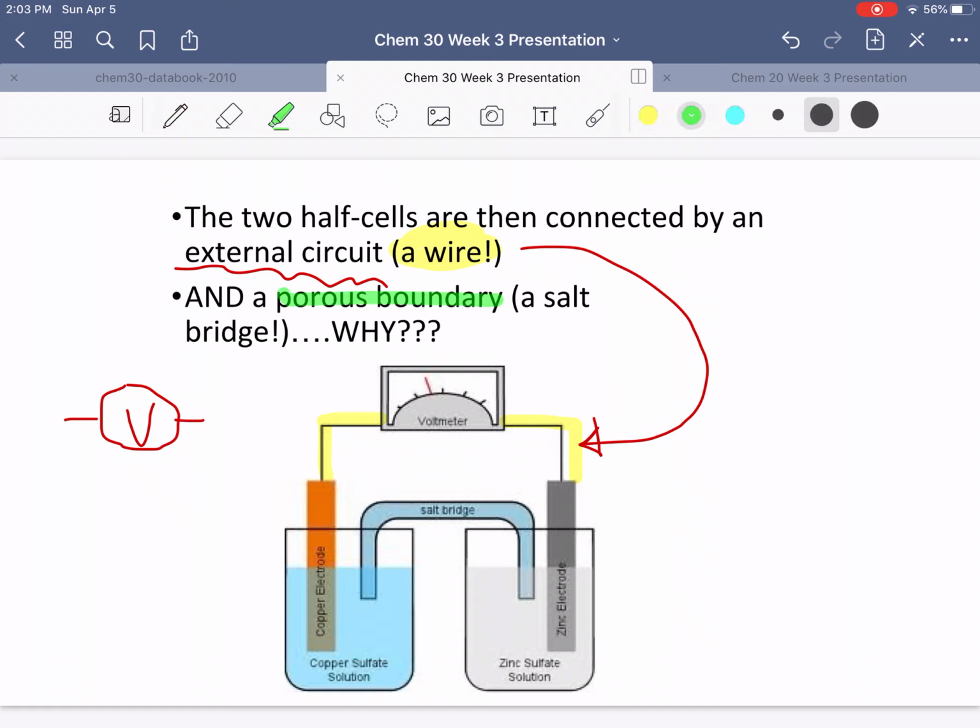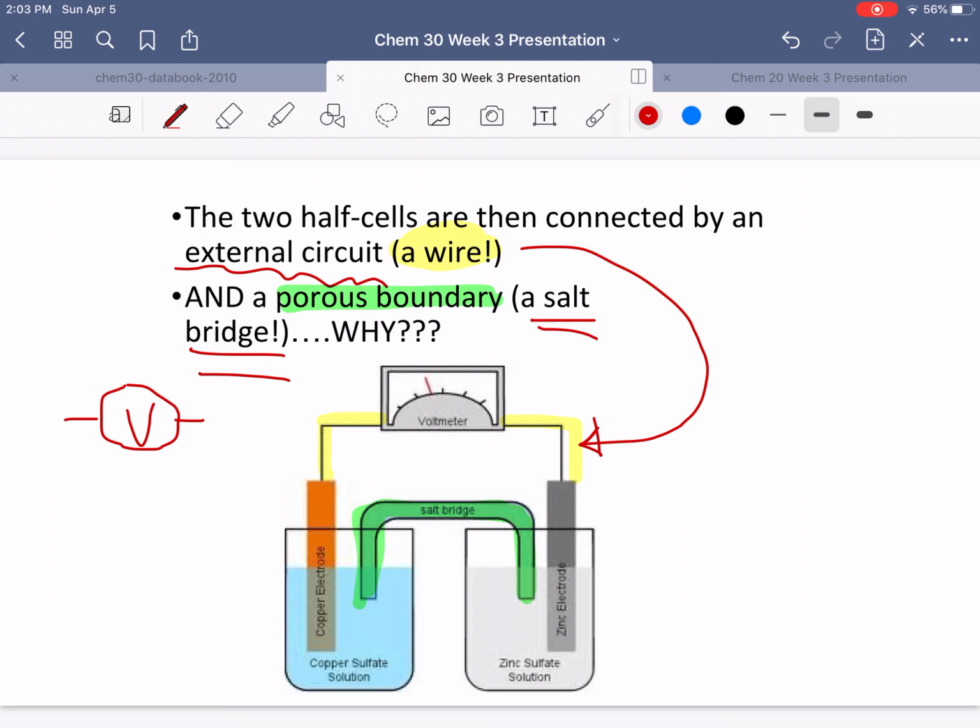There's a porous boundary. Porous means that it allows for the movement, and in this case, it's the movement of ions, and that porous boundary, make sure you know this, is called a salt bridge. That salt bridge is, I'll highlight it here in green, right here. And that seems kind of weird. Now, that salt bridge is not helping you to move electrons. That's what the wire does, right? The wire moves electrons. No, the purpose of the salt bridge is a little bit different.